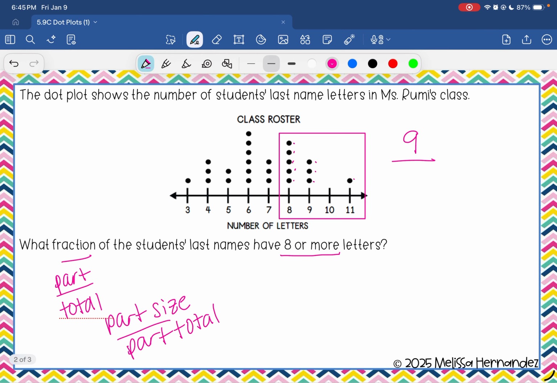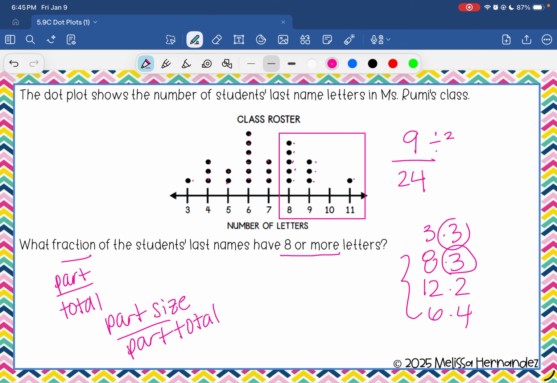So I already counted the 9, 10, 11, 12, 13, 14, 15, 16, 17, 18, 19, 20, 21, 22, 23, 24. Now, I know that 3 times 3 gives me 9, and for 24, 8 times 3. If you notice, the 3 is the same, so that means I'm going to divide both by 3 to simplify it, and I end up with 3 eighths. All right, so let's go to the next one.